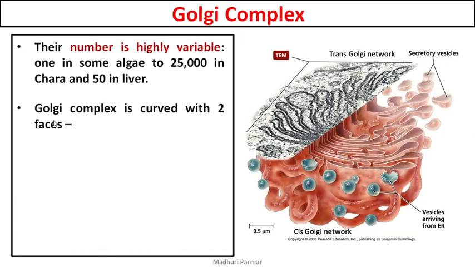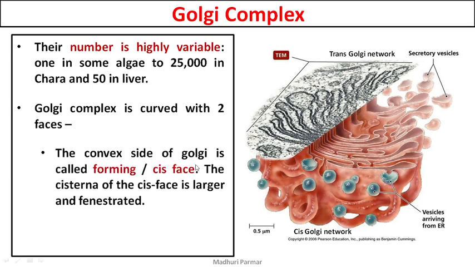So let us talk about that. The Golgi complex is curved with two faces, two sides. Sides are here called faces. The convex side, convex is the one that is bulging out, this side which is bulging out. This convex side of the Golgi is called the forming or cis face. It is also referred to as cis Golgi, or the forming face of the Golgi, and the network of cisternae here is called the cis Golgi network. Fine. Convex side is the cis face.